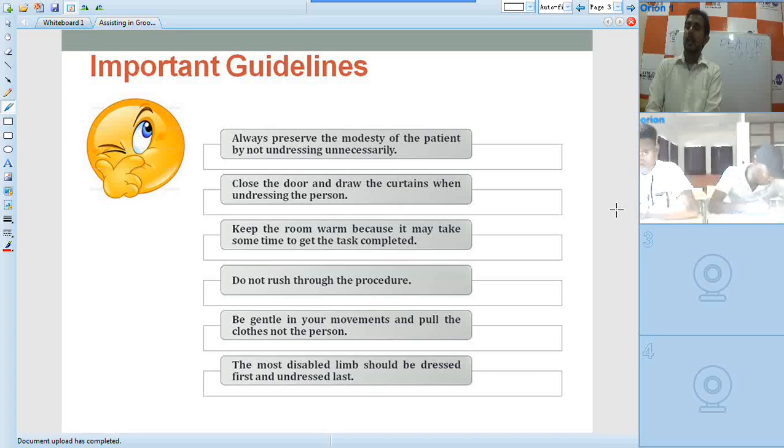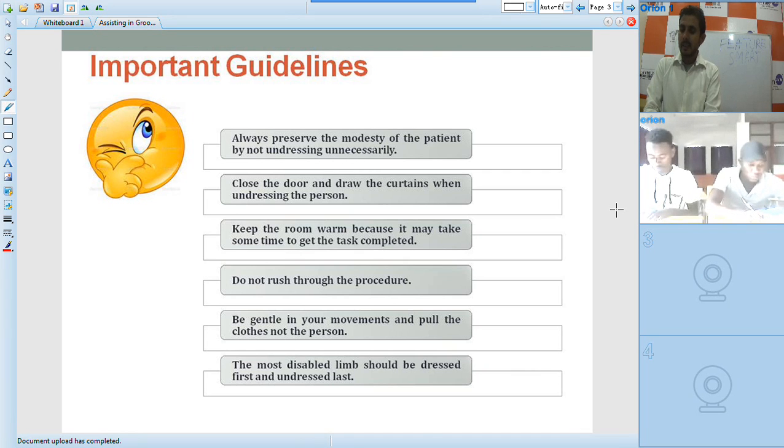The second one is important. Close the doors and draw the curtains when undressing the person. The privacy of the person must be maintained while grooming, while giving the bath, while shaving, while skin care. Each and every procedure must be done with the privacy of that particular person or patient.